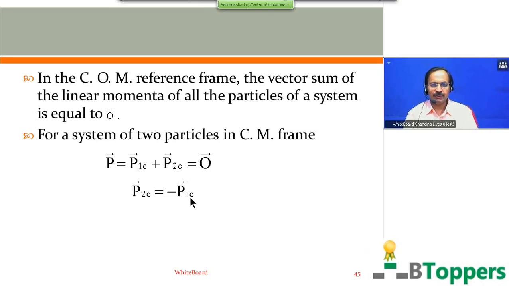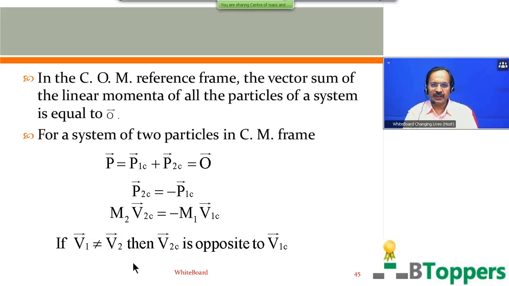That means P bar 2c is equal to minus P bar 1c. We can write m2 V bar subscript 2c equals minus m1 into V bar subscript 1c. Of course, it is understood that V bar subscript 1c represents the relative velocity of the first particle of mass m1 with respect to the center of mass system of the two particles. V bar subscript 2c represents the relative velocity of the second particle of mass m2 with respect to the center of mass system of the two particles.